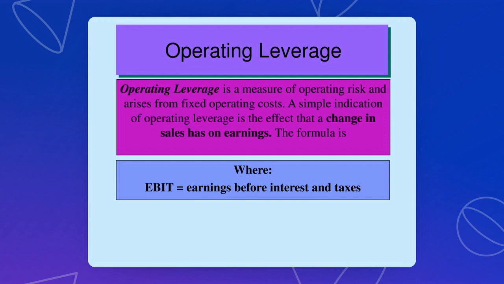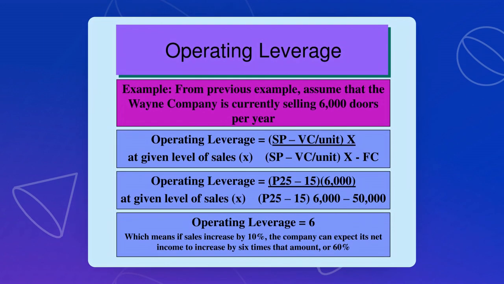Alright, so at least we can identify the formulas. Also, in terms of other formulas, CM divided by your net profit, or the percentage change in EBIT divided by the percentage change in sales. Okay, for example, from your previous example, assume that the Wayne company is currently selling 6,000 units per year. So again, we go back to the formula, contribution margin divided by our EBIT. How much is the CM in your numerator?